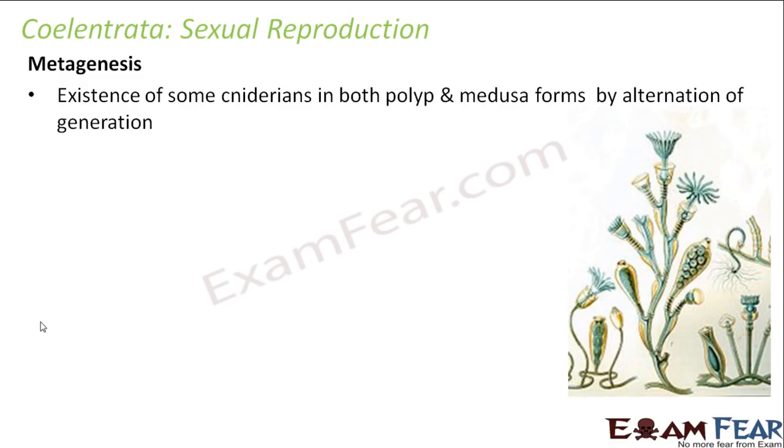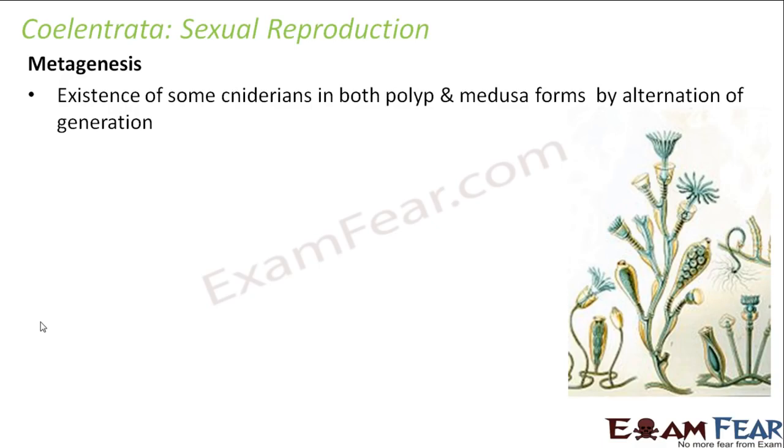Existence of some cnidarians in both polyp and medusa forms by alternation of generation. Just now I talked about the two forms, polyp and medusa. I gave examples also that hydra exists as a polyp, whereas a jellyfish exists as a medusa. But it was seen that there were some coelenterates which have both the forms.